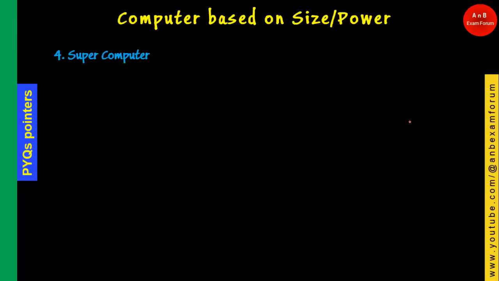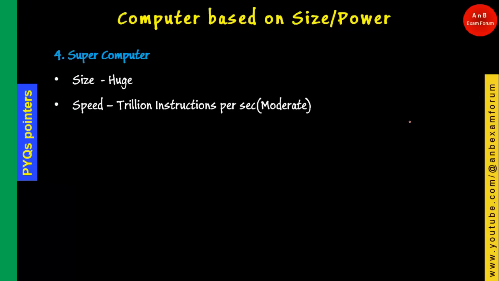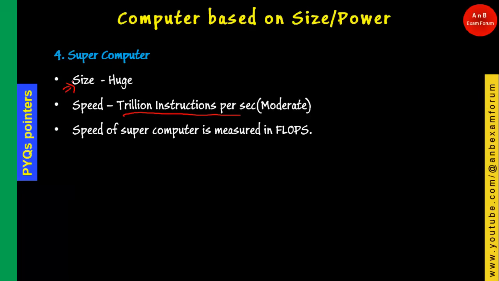The next one is the supercomputer. As I told you, supercomputer has a lot of speed, like trillions of instructions per second. Its size is huge. But the good thing is that supercomputer does calculation very fast. So why is it required? Sometimes for R&D we require more computation resources, because in order to generate the result we need more power.